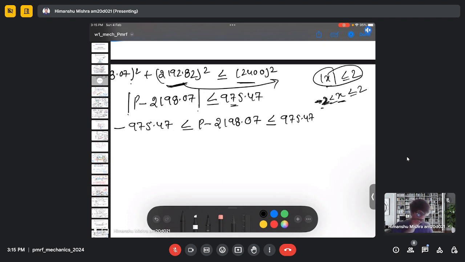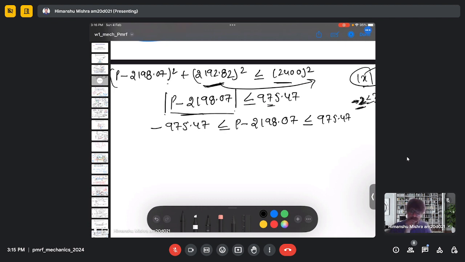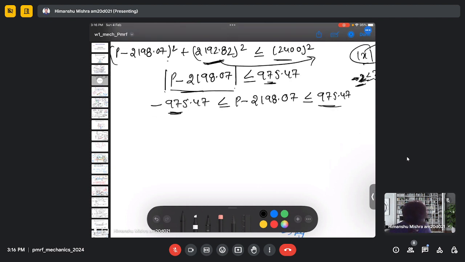So therefore the limit will become -2 to 2. Similarly here it has the mod earlier, so it should be less than 975. But if I remove the mod, then my limit is between -975 to +975. So now I can put this in the left and right hand side.